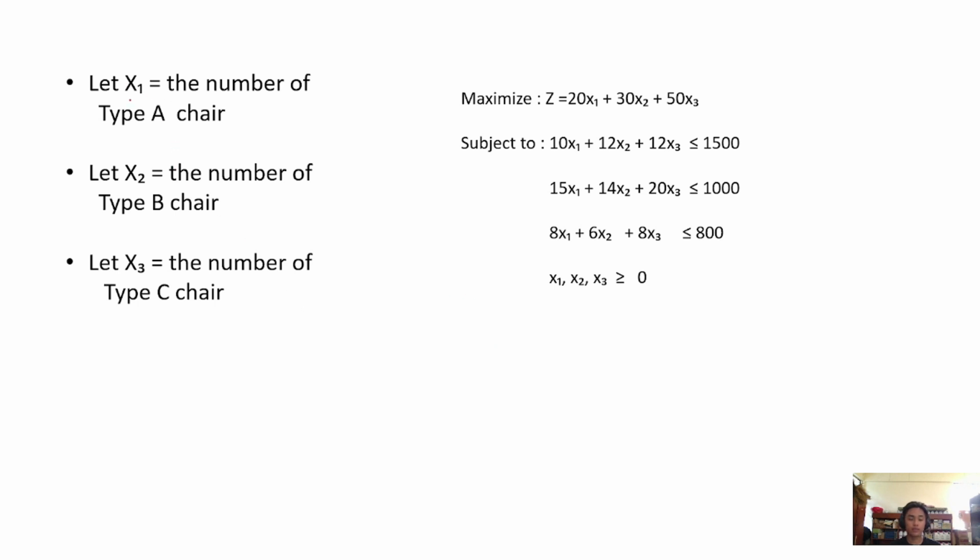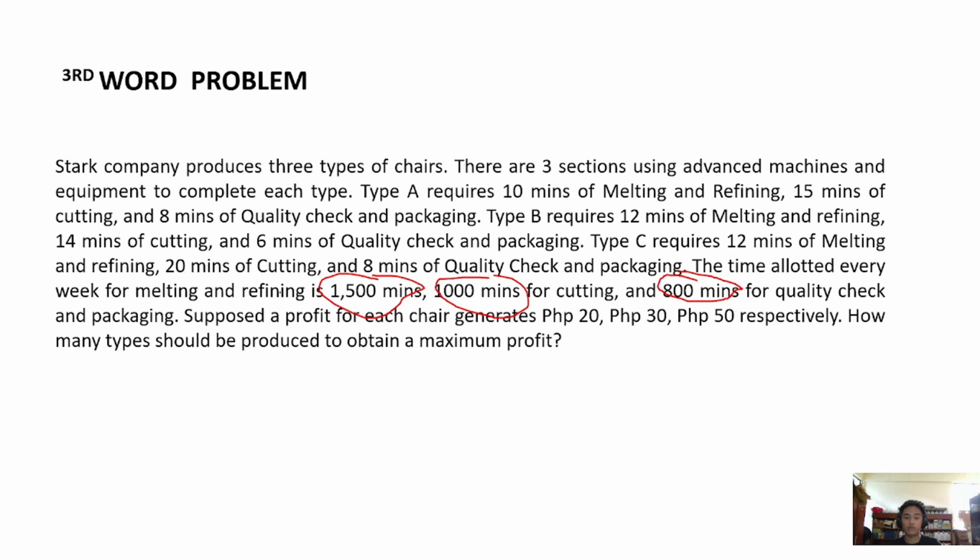So let's use x. Let x sub 1 equal the number of type A chairs. Let x sub 2 equal the number of type B chairs. Let x sub 3 equal the number of type C chairs. So we maximize Z equals 20x sub 1 plus 30x sub 2 plus 50x sub 3. So where did this come from? These 20, 30, and 50 are the pesos, ma'am.